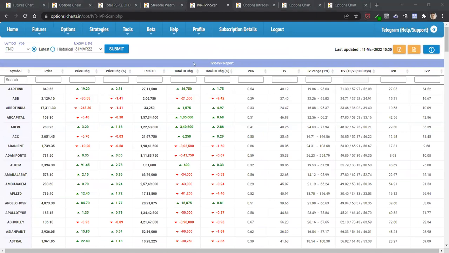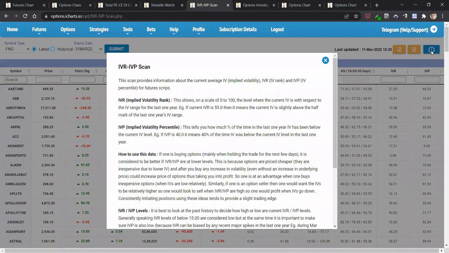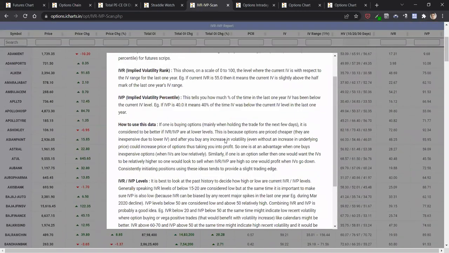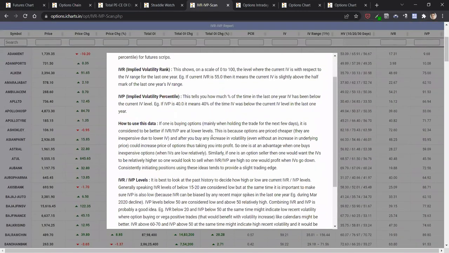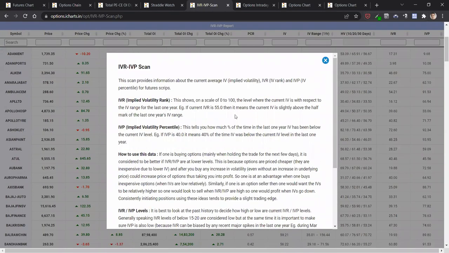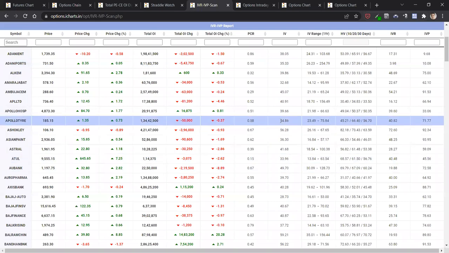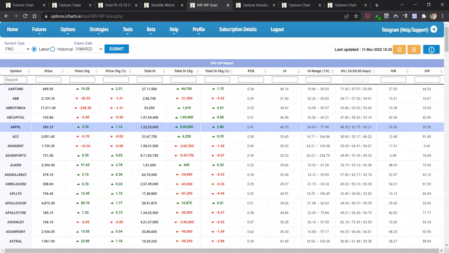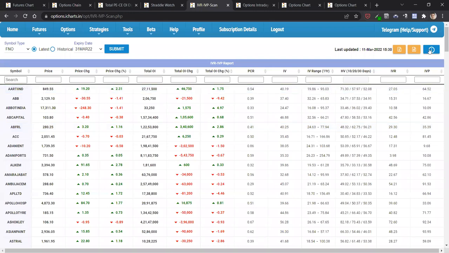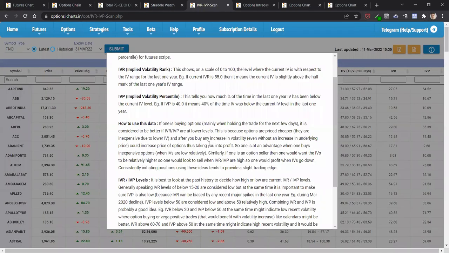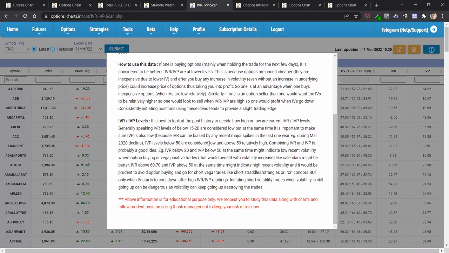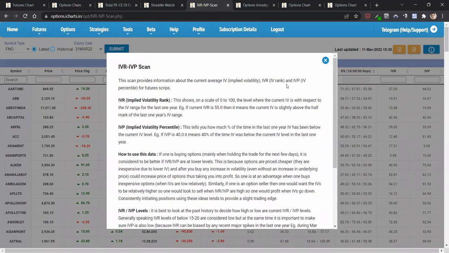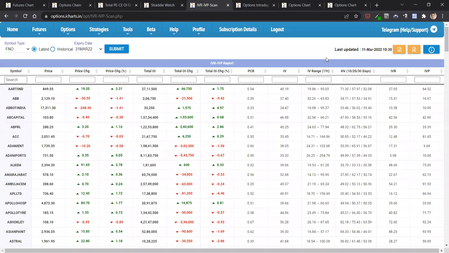For IVR, IVP scan, kindly go here, options, IVR, IVP scan, and take a look. The blue button is there. We have given some information about IVR and IVP and how to use it. I think this will give a clear-cut picture of how to use IVR and IVP. I'm not sure what more I can explain over here, because I have put all the information I can. If there are still any doubts, you can come back to me and I'll try and give you more examples.